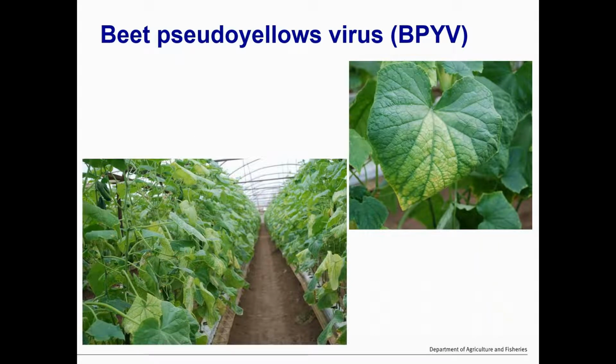Symptoms of beet pseudo yellows virus: you get this typical block of chlorosis, but equally you can also get really general chlorosis, and it looks very, very similar to nutritional disorders. In fact, I think the virus was present for a long time in cucumbers before it was diagnosed because it was thought to be nutritional. It wasn't uncommon to get 80 to 100% incidence in glasshouses, so it did really look nutritional.